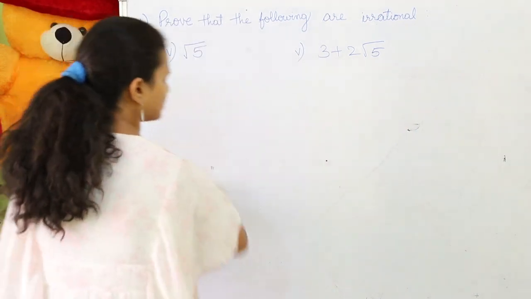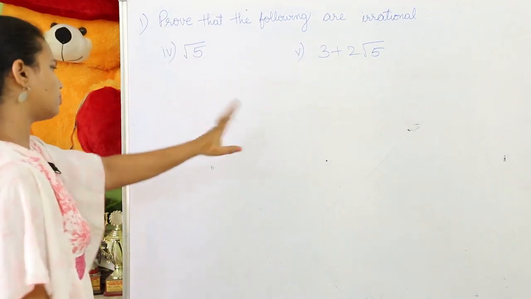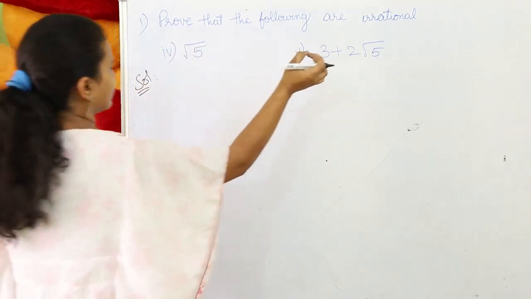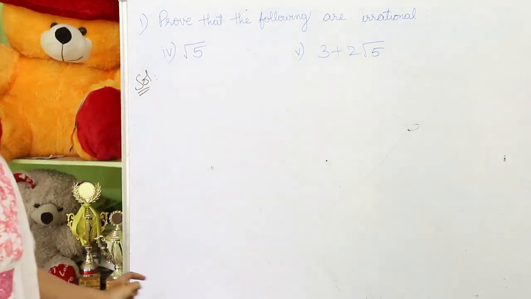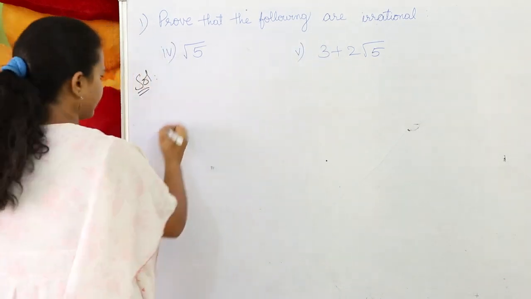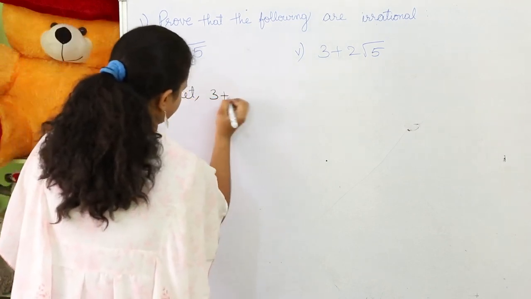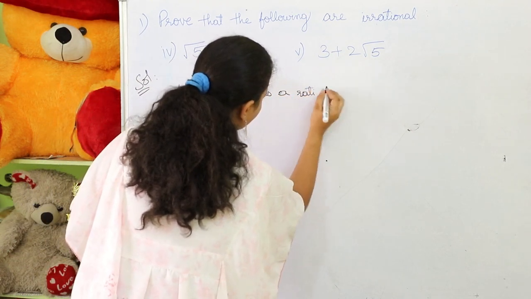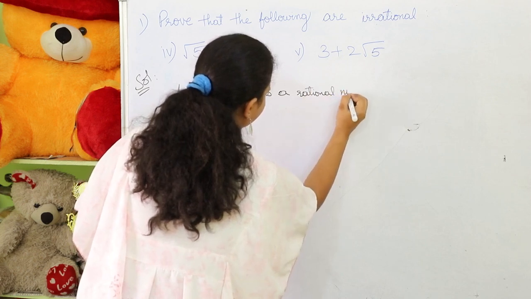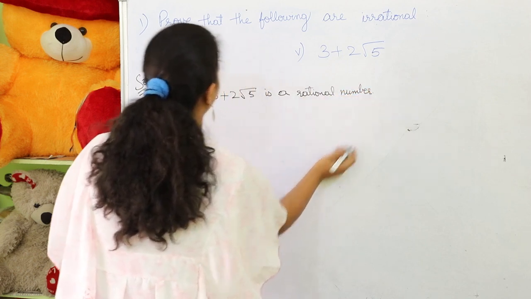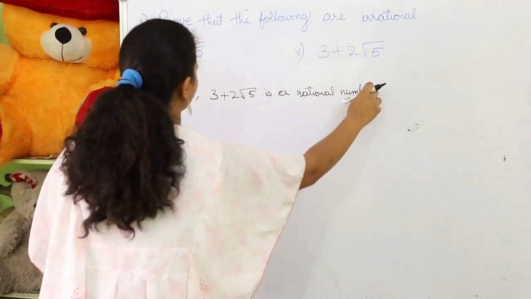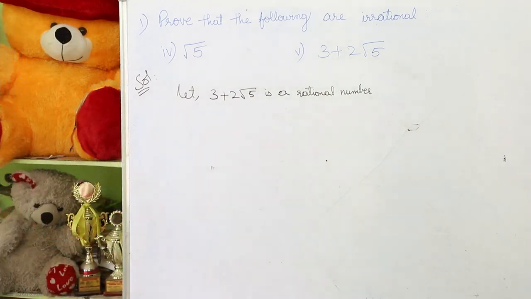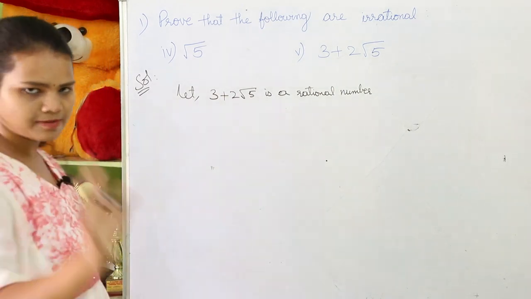Then what you do to prove 3 plus 2 root 5 is an irrational number: firstly, consider this given number as a rational number. So let 3 plus 2 root 5 be a rational number. If it is a rational number, then it is always in the form of p by q. So instead of p by q, I would like to assume a by b. I will be taking the a by b form.